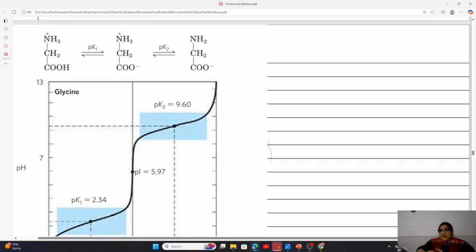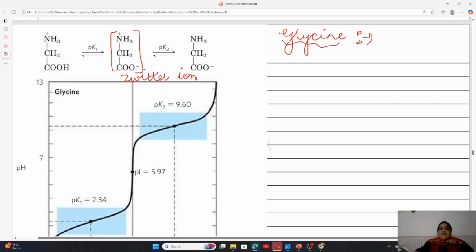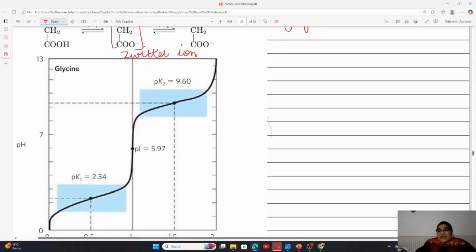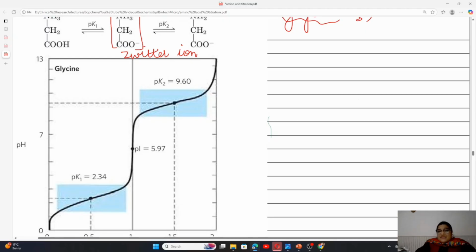This is the titration curve for glycine. Now, from this glycine amino acid, we can see clearly that this is existing as a zwitterion. When this is existing as a zwitterion at a particular pH, that is the isoelectric point, pI.